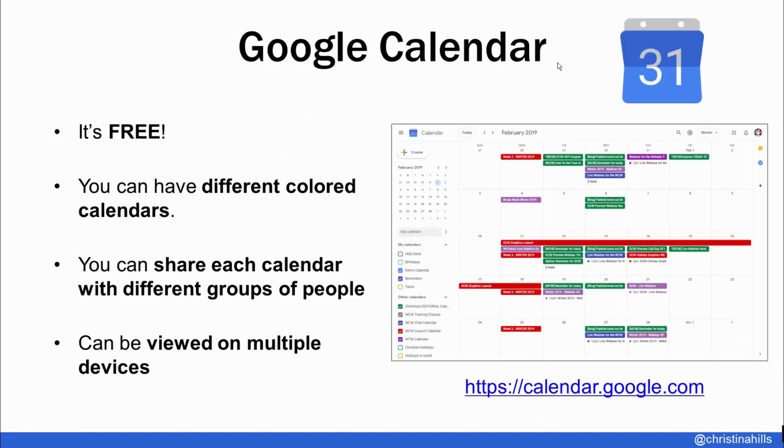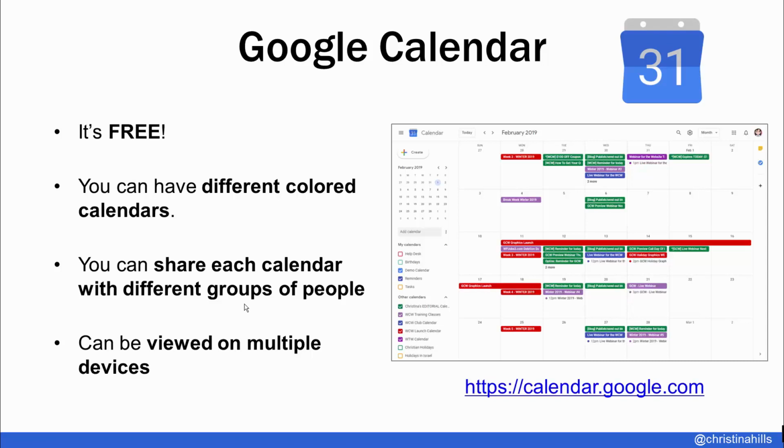And if you're listening to this and you don't use Google Calendar, you may either decide, hey, I think I'm going to start using it, or the things you learned today you might be able to integrate into iCal or whatever else you're using. So, Google Calendar is free. You can have different colored calendars. You can share each calendar with a different group of people, and it can be viewed on multiple devices.